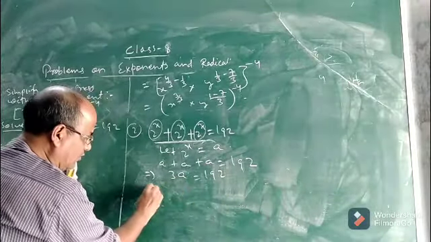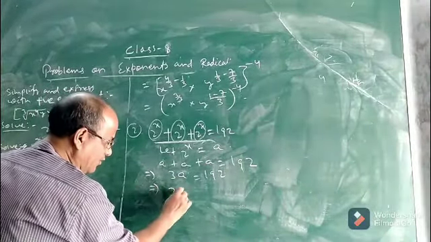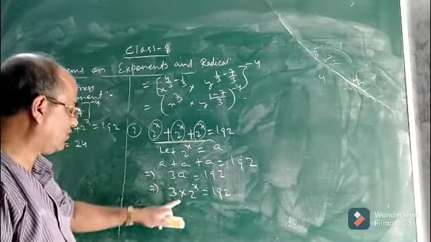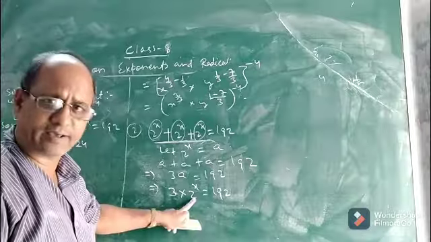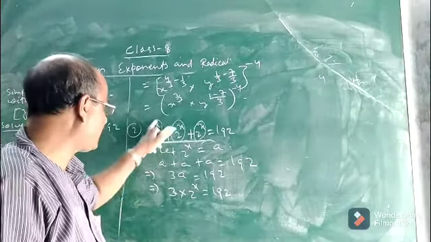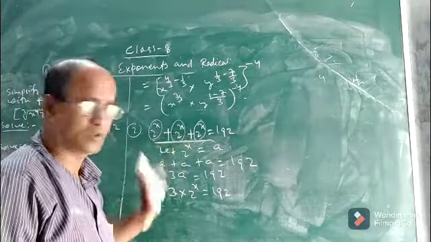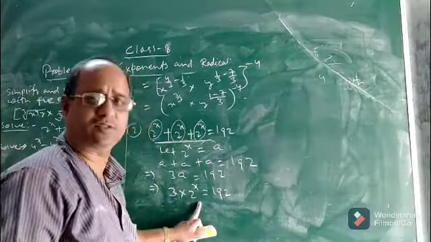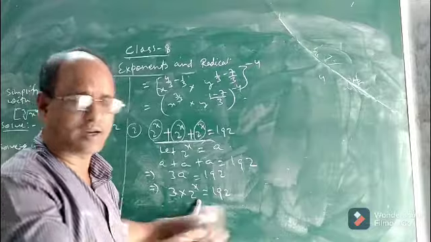Now you put the value of a. It will be 3 into 2 to the power x equal to 192. See children, this 3 into 2 to the power x is the sum of 2 to the power x plus 2 to the power x plus 2 to the power x. That means when we add 2 to the power x three times, it will be equal to 3 into 2 to the power x.